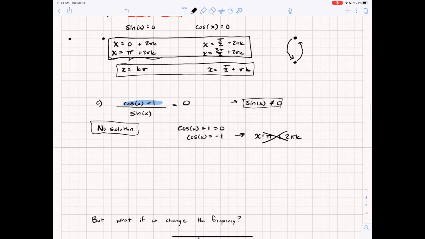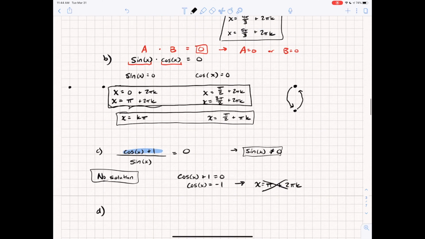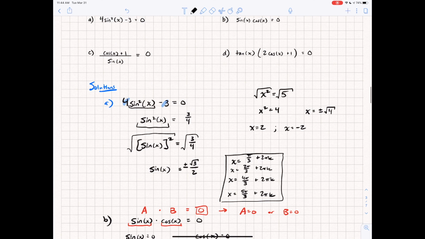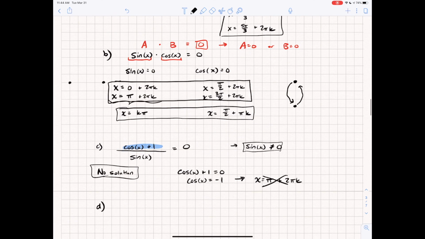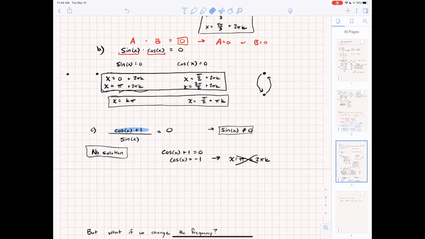D. Tangent x times 2 cosine of x plus 1. Actually, you know what I'm going to do? I'm going to add a page here, because I don't want you to see really the next example, which is changing the frequency, yet.